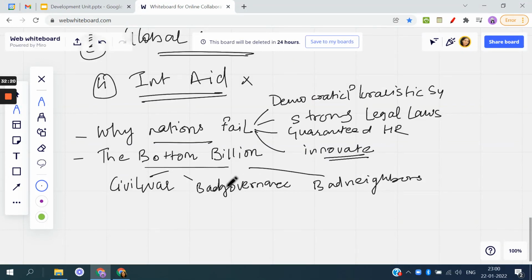And then finally, to counterclaim these theories, we have these two books, Why Nations Fail and The Bottom Billion. If you want to write the name of the author, you can Google it and write that also. I hope you understood this one and this is clear.